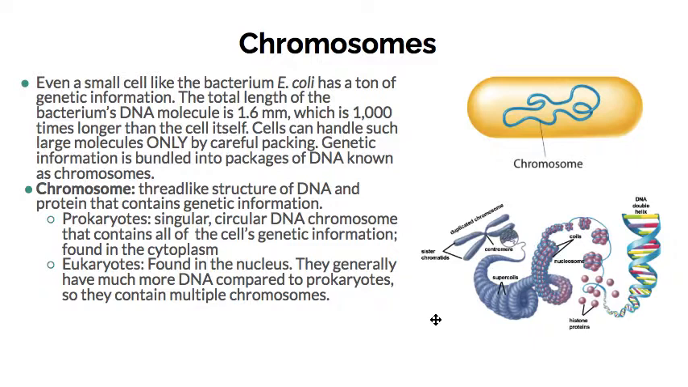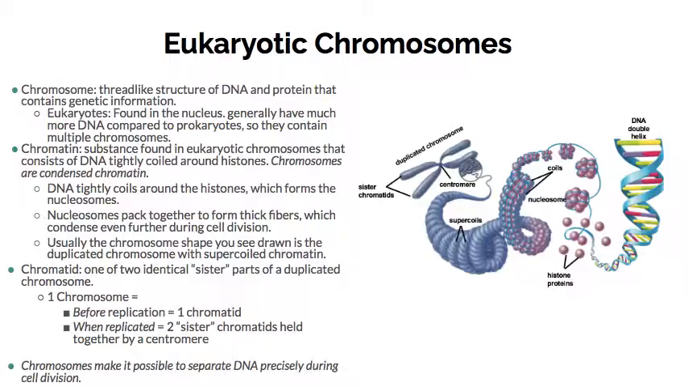In eukaryotes, genetic information is found in the nucleus. They generally have much more DNA compared to prokaryotes, so they contain multiple chromosomes, and the way that they are packaged is a little bit more complicated. Chromatin is the substance found in eukaryotic chromosomes that consists of DNA tightly coiled around histones.